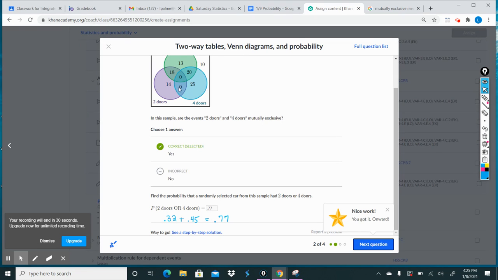But if we just had one number here, where there was just a 1 here or here that replaced those two zeros, then that would not be mutually exclusive, and you would have to do the probability of two-door plus the probability of four-door, and then subtract the probability of a two-door and four-door. Okay, so that's just a little bit of two-way tables, Venn diagrams, and probability.